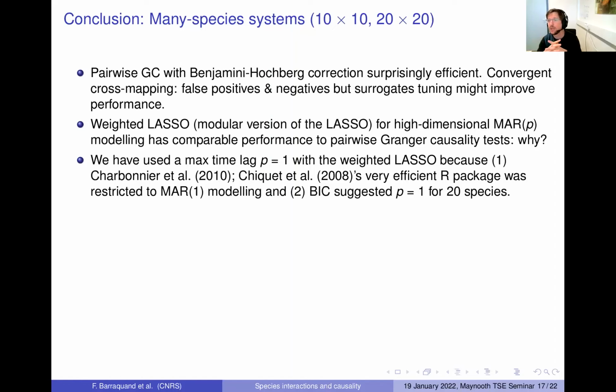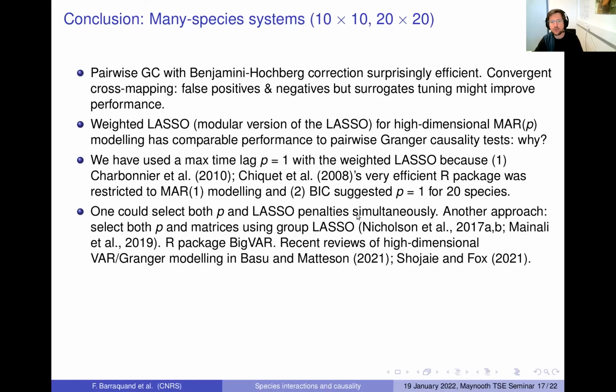But it may well be that if we allow the number of time lags to increase, the performance of these LASSO techniques will increase as well. So there are techniques that allow to do that. That are a little bit tricky, but there's a package using group LASSO developed by Nicholson. The package is called BigVar. And there's a lot of improvements at the moment in this high-dimensional multivariate autoregressive modeling. And there's been recent reviews in Basu and Matteson and Shojaie and Fox, which are really must-reads if you're interested in these sort of things.